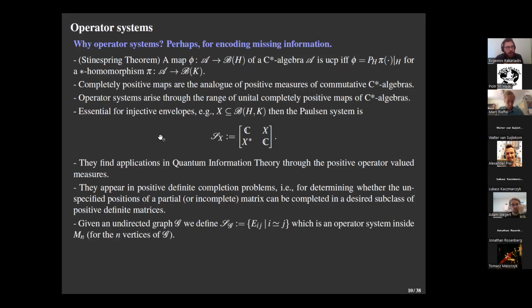What do you mean by saying that the completely positive maps are the analog of a positive measure? I always thought that this notion is related to the state space, not completely positive maps.